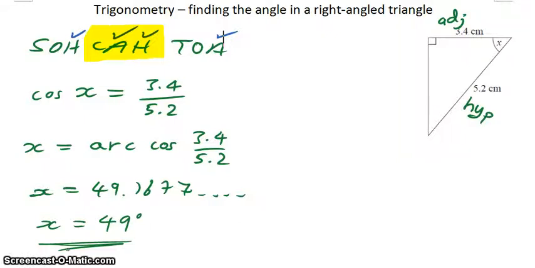That's it. So we've gone through a series of steps again. The bit to remember on this one is arc cos. And as I say, on your calculator, this is cos minus 1. Okay, that's it, done.